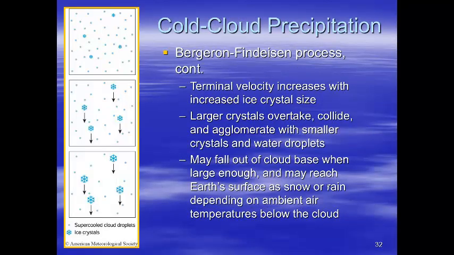Here this is something similar. Once again, we reach terminal velocity, and terminal velocity increases with increased ice crystal size. The larger crystals collide, and form larger ice crystals. And once again, they may fall out of the cloud base when they're large enough. And they may reach the Earth's surface either as snow or rain, depending on the ambient temperature below the cloud.